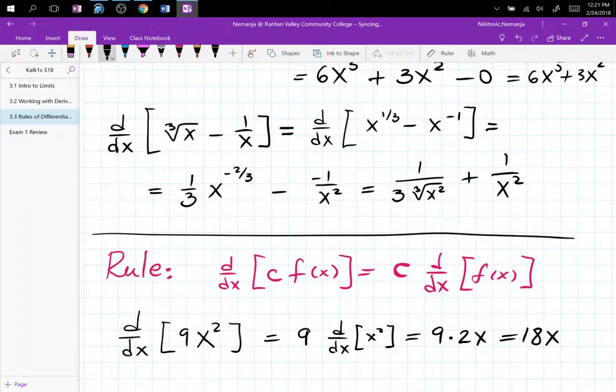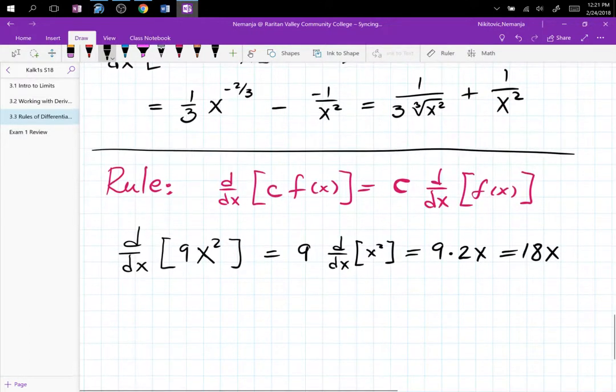You have the same rules for limits, right? You can kick the number outside, work on the function, and then just multiply by the number at the end. These two rules that I just had, the last two rules, are rules of linearity. The differential operator is a linear operator, so they have to apply.